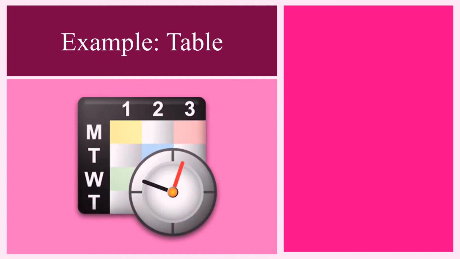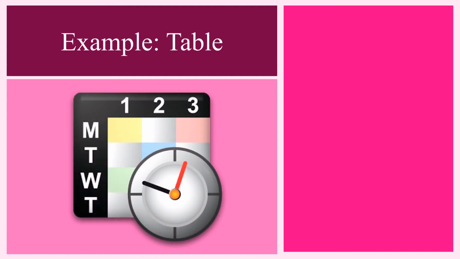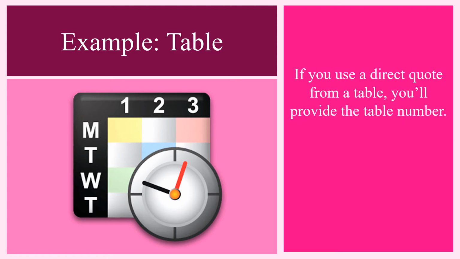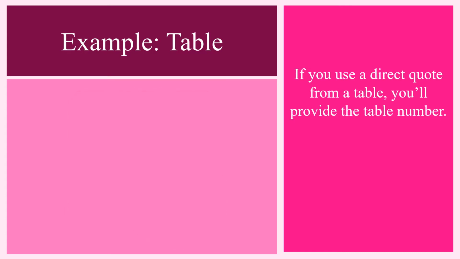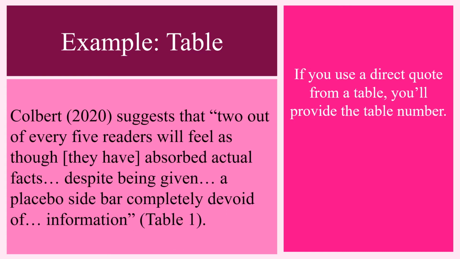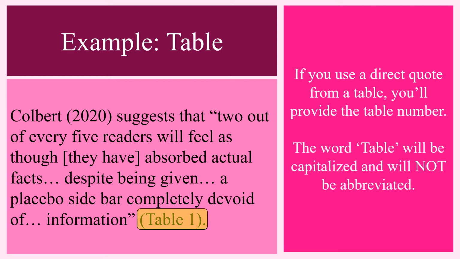Tables do not constitute a paragraph, but nor are they part of a paragraph. Thus, if you use a direct quote from a table, you will provide the table number. Here we have Colbert (2020) suggests that 2 out of every 5 readers will feel as though they have absorbed actual facts despite being given a placebo sidebar completely devoid of information. Here you'll notice we have Table 1. The word Table will be capitalized, and like the chapter number, it will not be abbreviated.